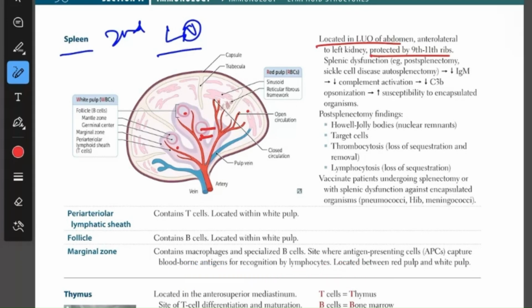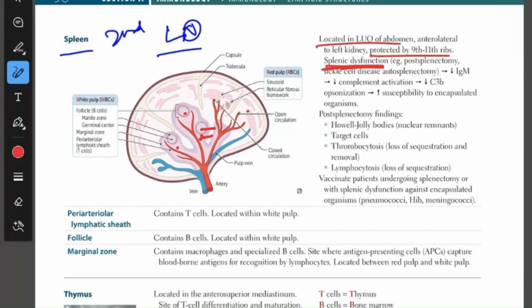And then the other thing about the spleen is the function. When we talked about the lymph node, we said it drains the lymph. The lymph node is responsible for sifting the lymph to look for infectious or foreign antigens. The spleen sifts through the blood. It sieves the blood looking for infectious or foreign pathogens within the blood.